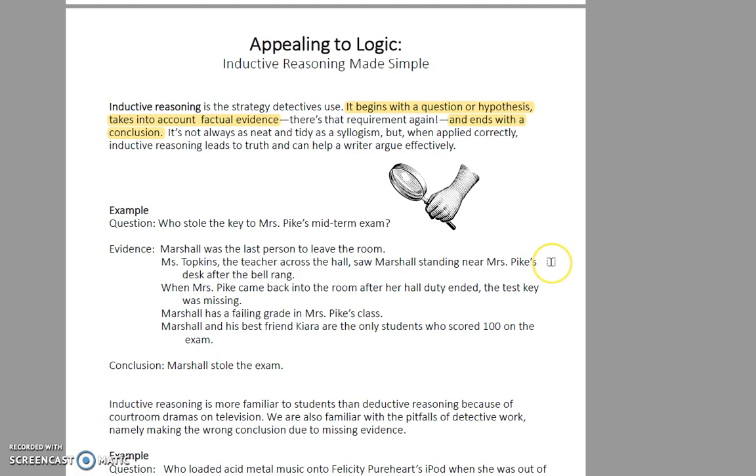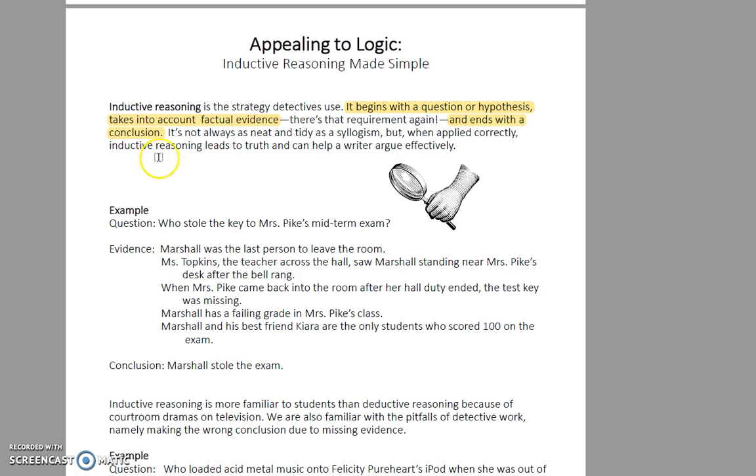Okay. But essentially, inductive reasoning begins with a question or a hypothesis, takes into account factual evidence. Okay, there's that requirement again, and then it ends with a conclusion. That's inductive reasoning. Ask the question: Who stole the cookie from the cookie jar? Right? And then you're like, well, let's take a look at the evidence. I see crumbs. I see a messy face on that little boy right there. Ooh, is that chocolate on the corner of his mouth? And then it ends with a conclusion. Little Johnny, did you steal the cookie out of the cookie jar? All right, and he's still chewing, right?